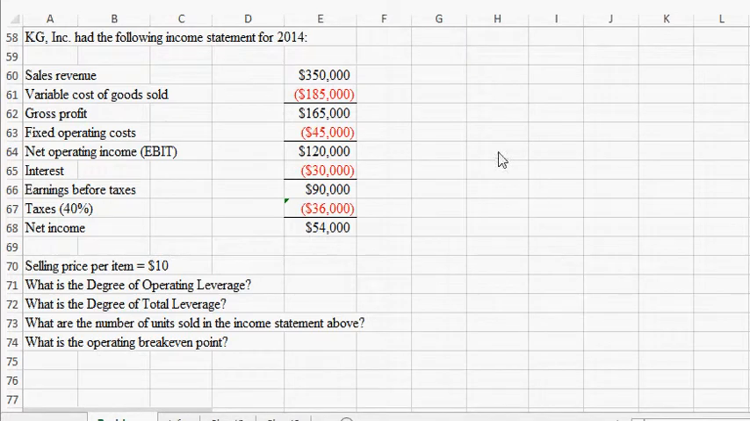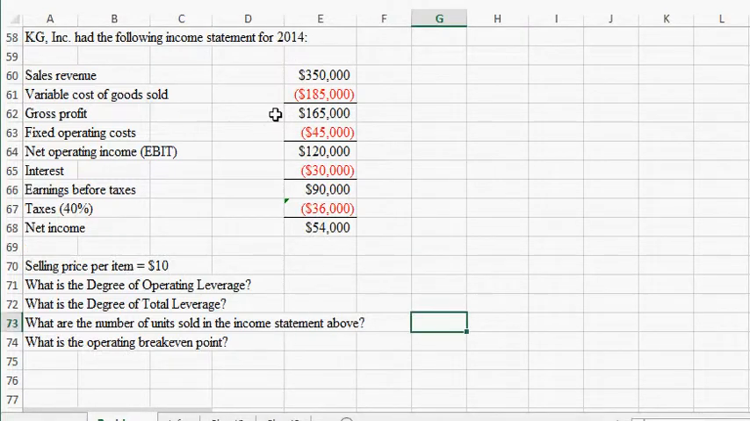All right, you're given an income statement here for a problem and then asked a series of questions. We know the selling price per item is $10, and then we're to calculate the DOL, the DTL, the total number of units sold, and the operating break-even point. So let's start with the third question.